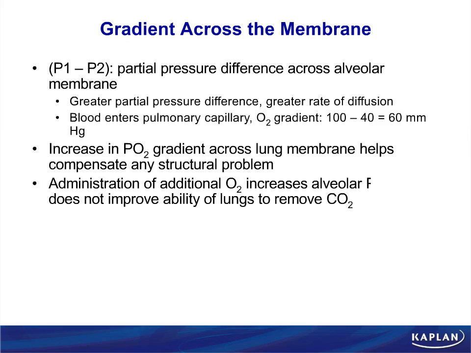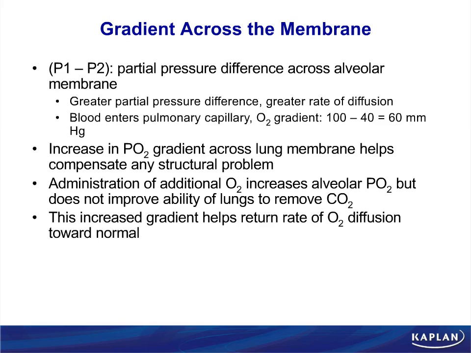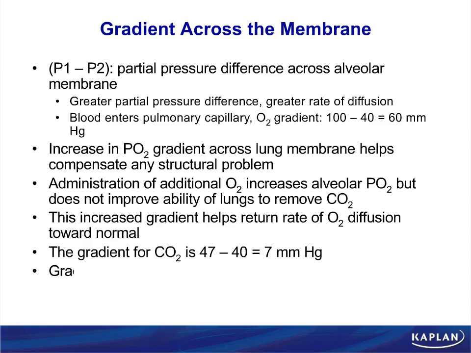How do we increase the gradient? Well, we administer supplemental oxygen. By administering supplemental oxygen, it will help the diffusion of oxygen. Of course, it's not going to enhance the ability to remove CO2, but it will increase the diffusion of oxygen. The goal would be to return the rate of oxygen diffusion toward normal. The gradient for CO2 is only 7, so we have a 60 millimeter mercury gradient for oxygen, but only 7 for CO2. So clearly the gradient for CO2 is less than that for oxygen.